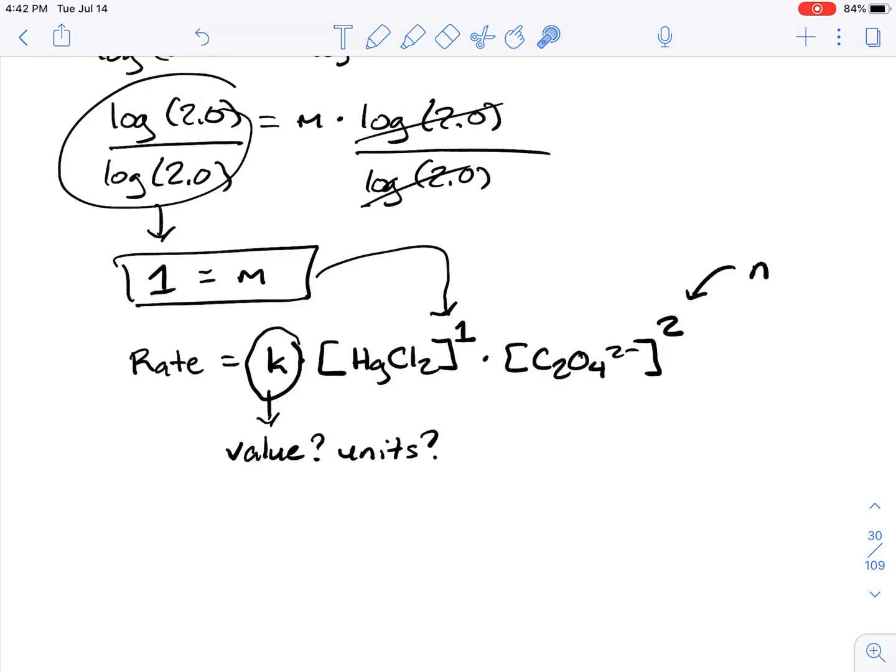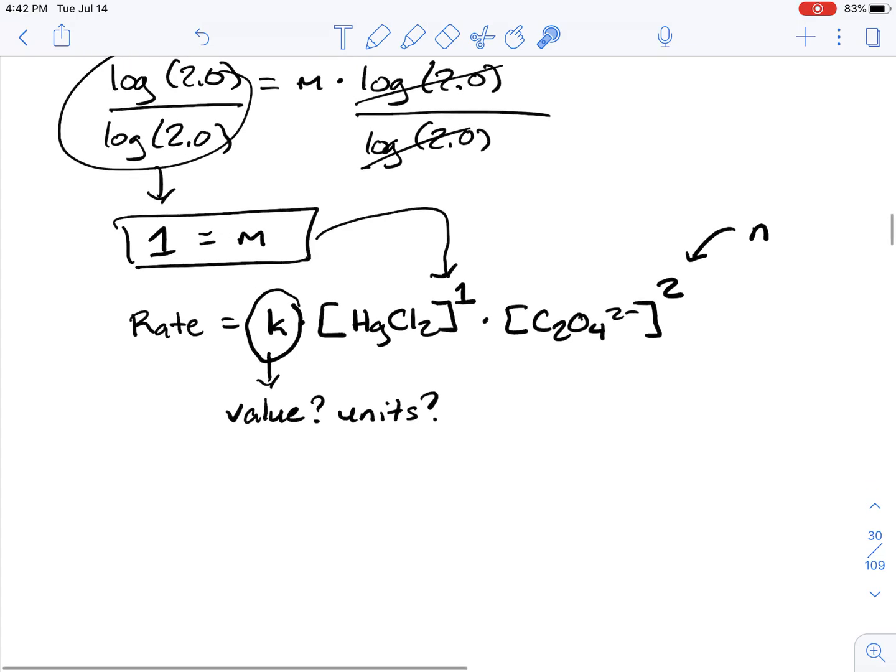Okay. And so what we've done so far is figured out that oxalate follows second order kinetics, and mercury 2 chloride follows first order kinetics, and that the sum or the overall order of reaction is going to be third order.